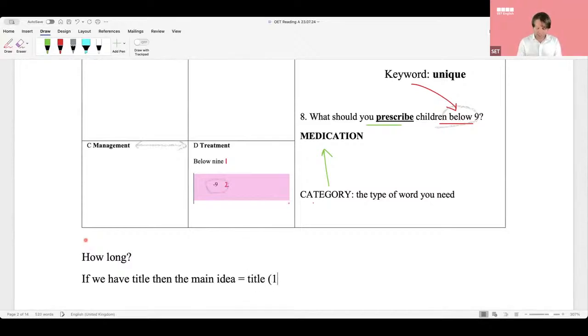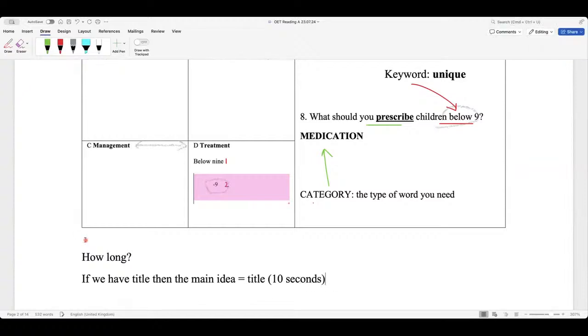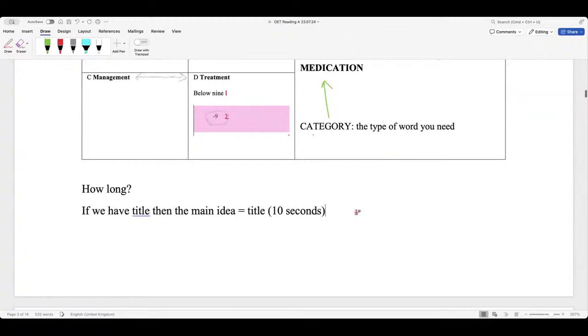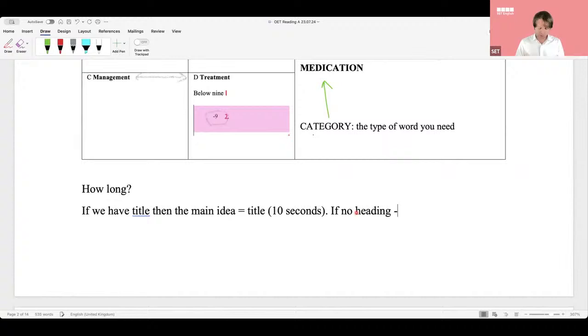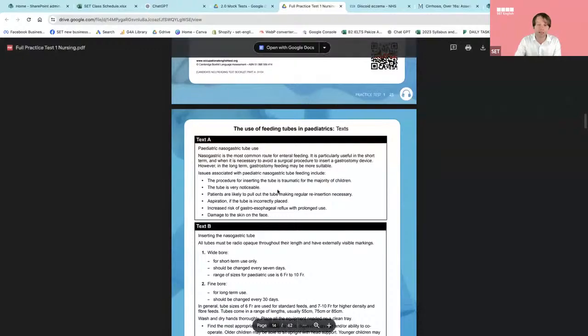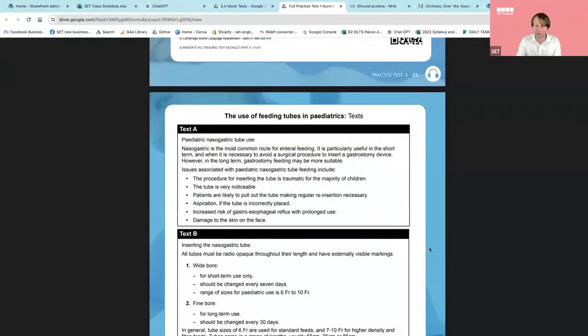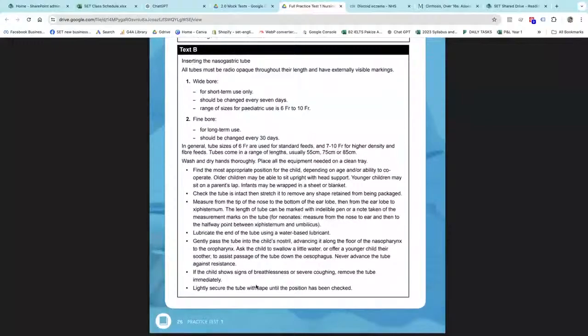So we need like 10 seconds. If there's no headline, no title, 30 seconds maybe. If no heading, 30 or 40 seconds. Is that clear, everyone, before we start this? Just to give you an example, maybe some people have never seen this before. Can you all see this here? Let's take this as an example.